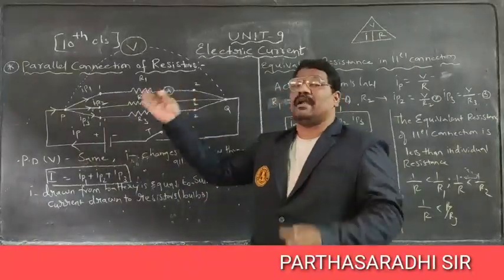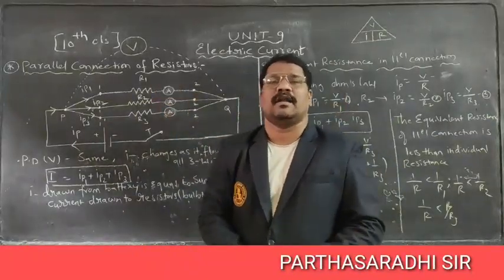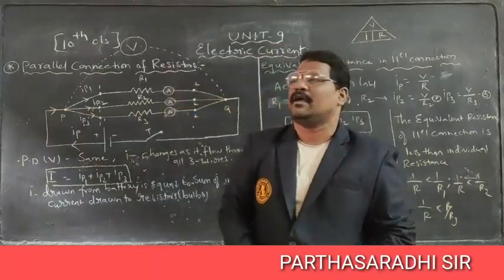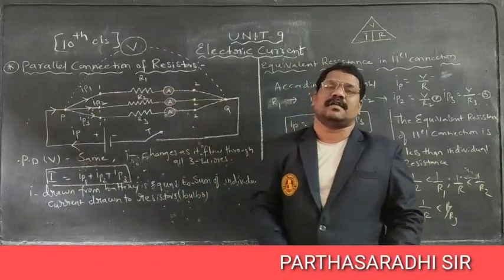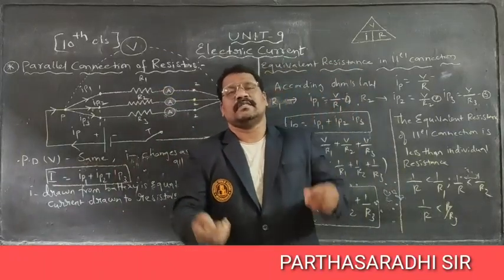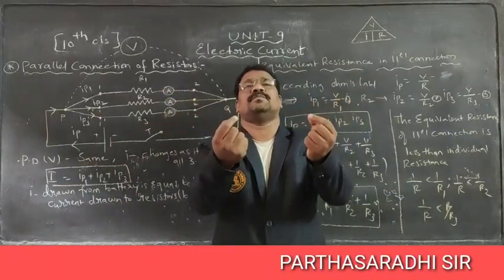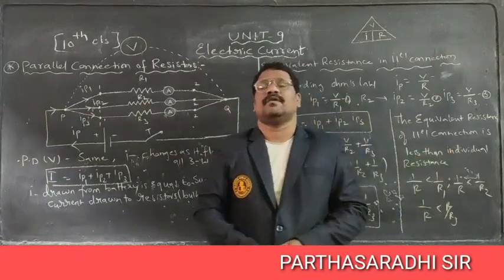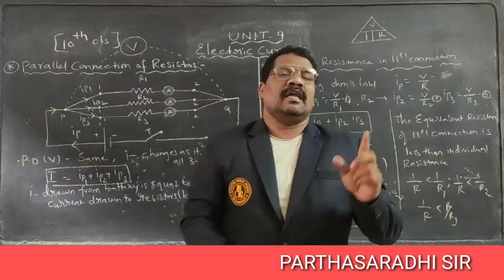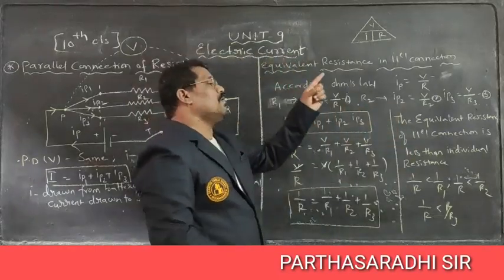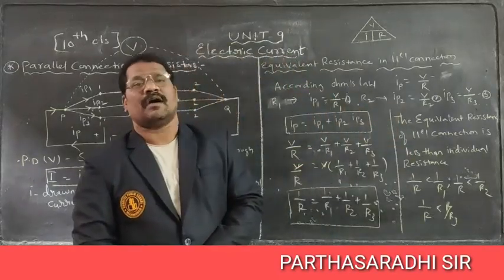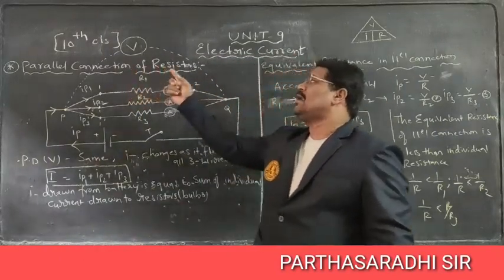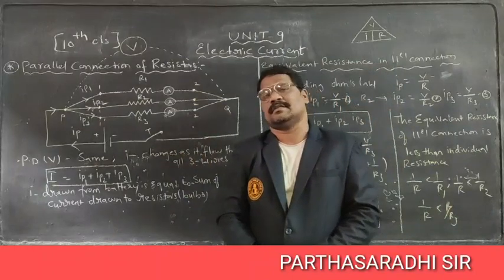Before going to the first topic, let me recapitulate what we have completed in the previous class. In the previous class, we completed series connection of resistance. We saw how, in a series connection, bulbs which have resistance are connected. Not only that, we also completed the equivalent resistance of series connection. Today we are going to study about parallel connection of resistors.